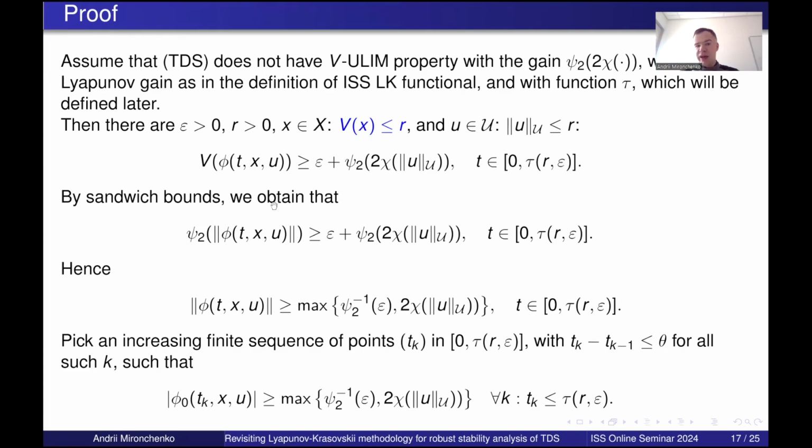Okay, so by the V-ULIM property, we had to land within this epsilon neighborhood of the gain. And here, since we argue by contradiction, we say that we are always above this epsilon bound. Now we use the sandwich estimate, so we can upper bound V from above by this psi2 function of the norm of the state. Taking the inverse of this function, we have that the norm of the state is upper bounded by this term. So instead of a sum, now we take the maximum here. And what does this mean? So we have that the norm is larger, right? It doesn't mean that at each point the trajectory will be larger, but that in each segment of length theta, our maximal delay, there is some point such that such an inequality holds, yeah?